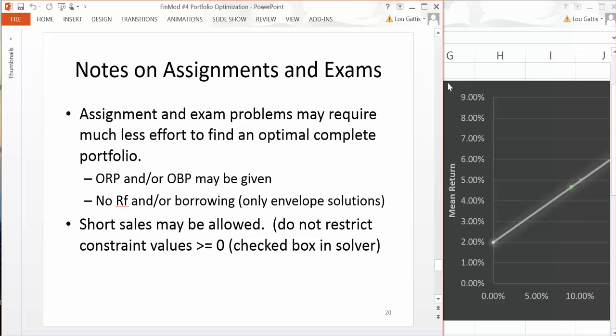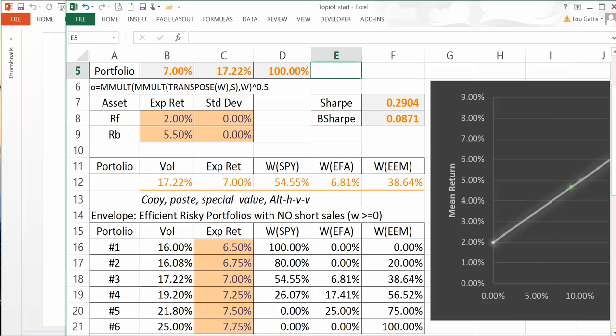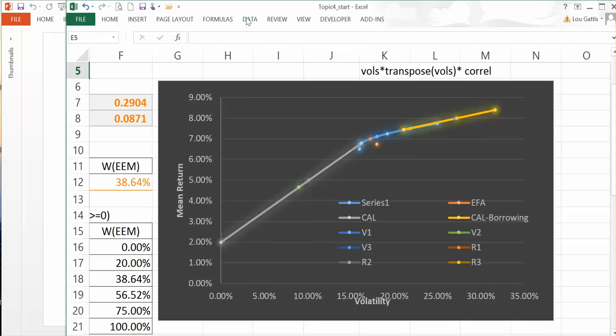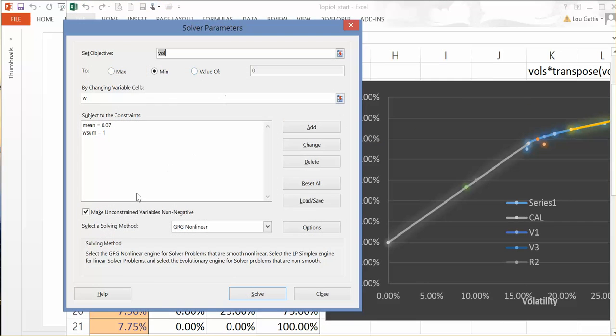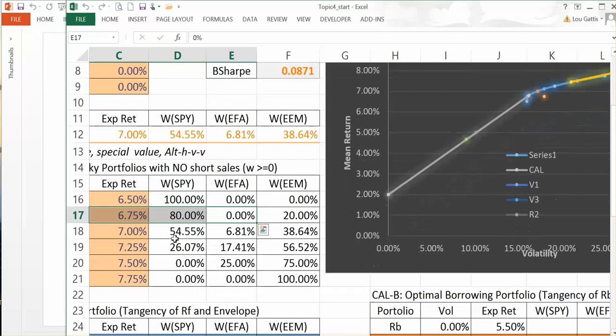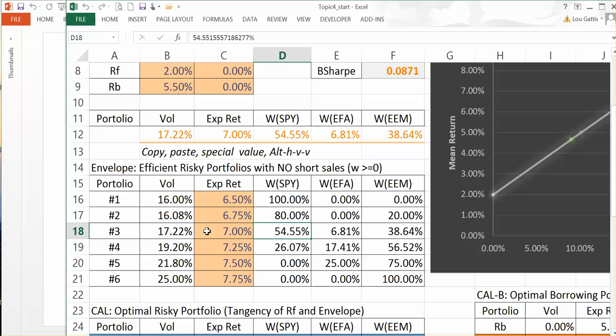Also, one thing we didn't get a chance to cover is if I say short sales are allowed, when you run Solver to calculate your envelopes, you would just uncheck this box. That allows negative weights, which would allow an efficient portfolio to have negative weights. Now, what that means is these weights would still add up to 100, but they would allow you to short EFA. So you might have 60% in SPY and 70% in EMA and a negative weight to EFA, allowing short sales. So be careful when you're asked about running envelopes, or if short sales are allowed, uncheck that box.